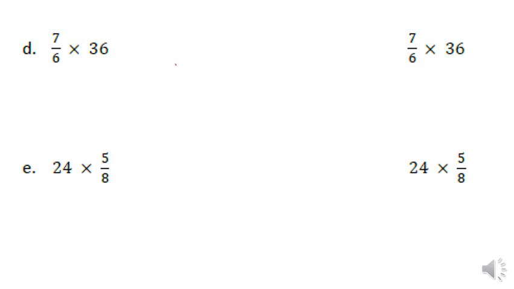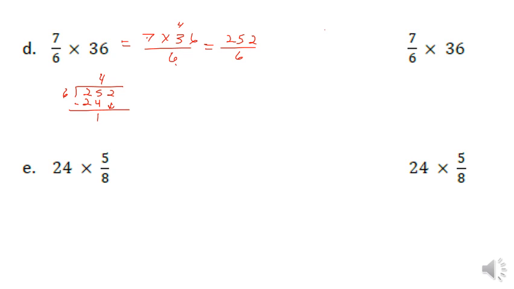Under D, it was 7 times 36 over 6. I know 7 times 6 is 42. 7 times 3 is 21. That'd be 252. So I have 252 sixths. So I'm going to have to do some long division at this point. 252 divided by 6. I can go, 6 goes in there 4 times. It'd be 24. Subtract, bring down my next 2. 6 goes into 12 2 times. 2 times 6 is 12.